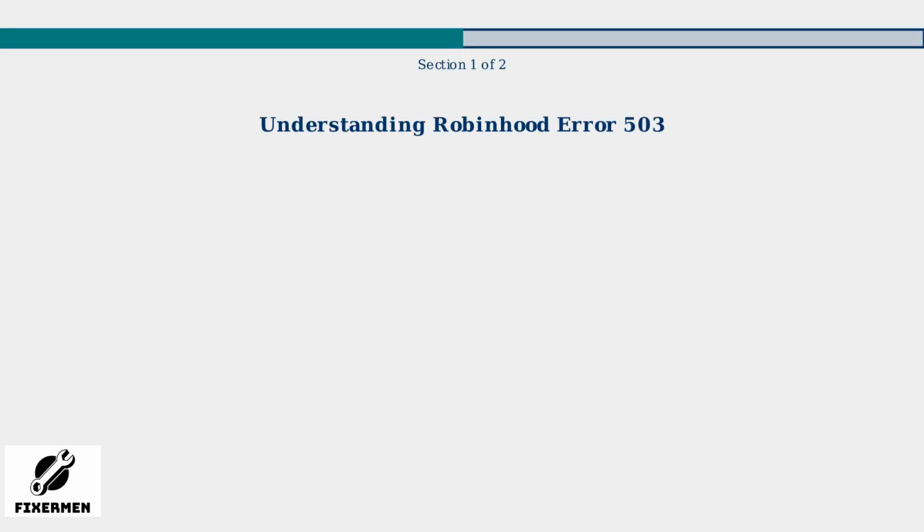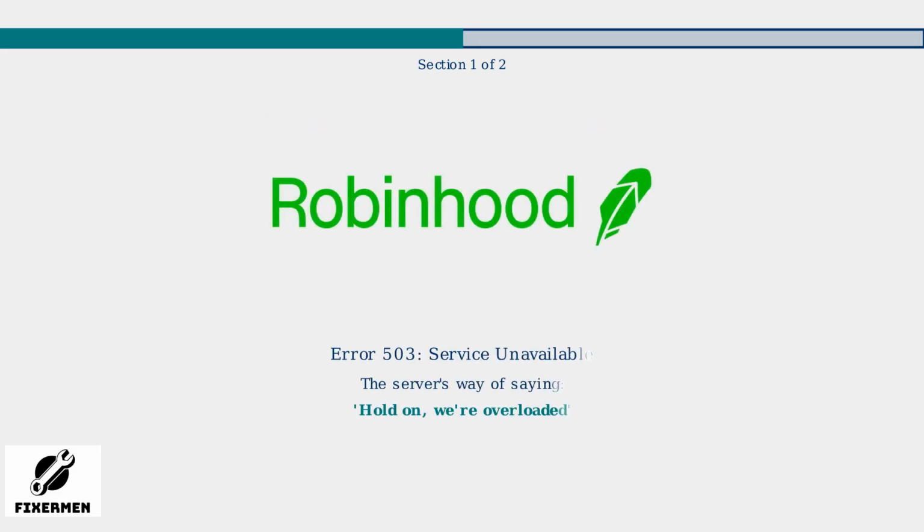Robinhood's error code 503, or Service Unavailable, means the platform's server is temporarily unable to handle your request. As of February 2026, while less frequent than in the past, it still pops up, especially during peak trading times or volatile market events. It's essentially Robinhood's way of saying, hold on, we're overloaded.